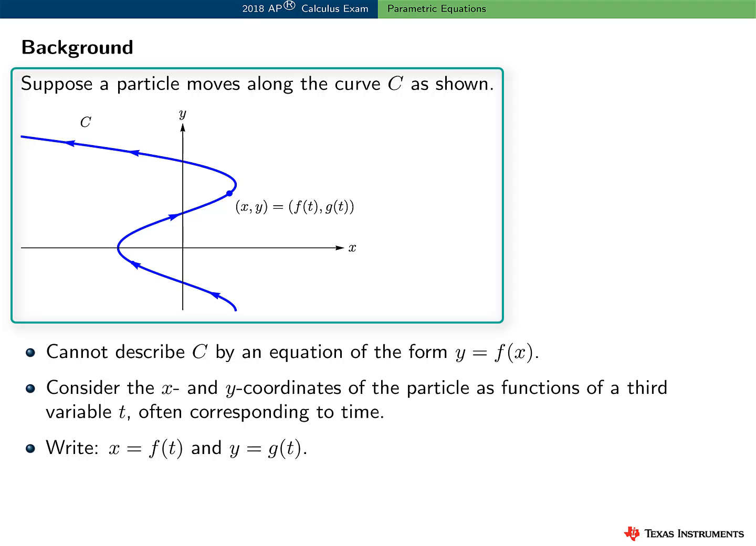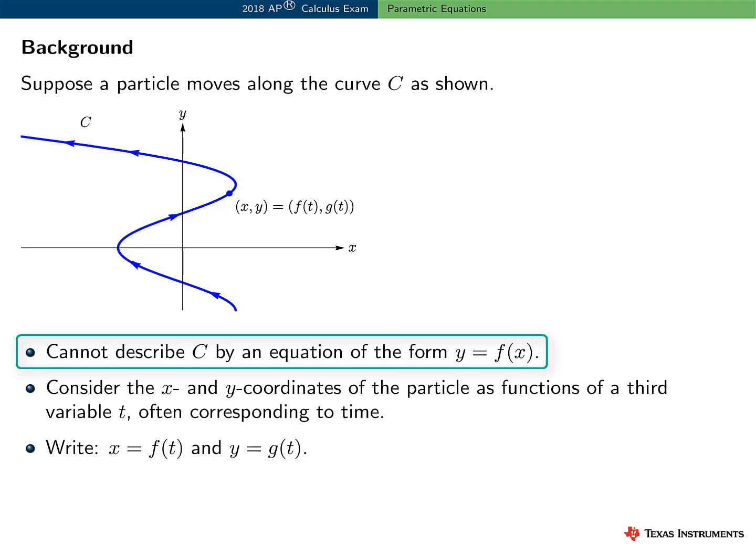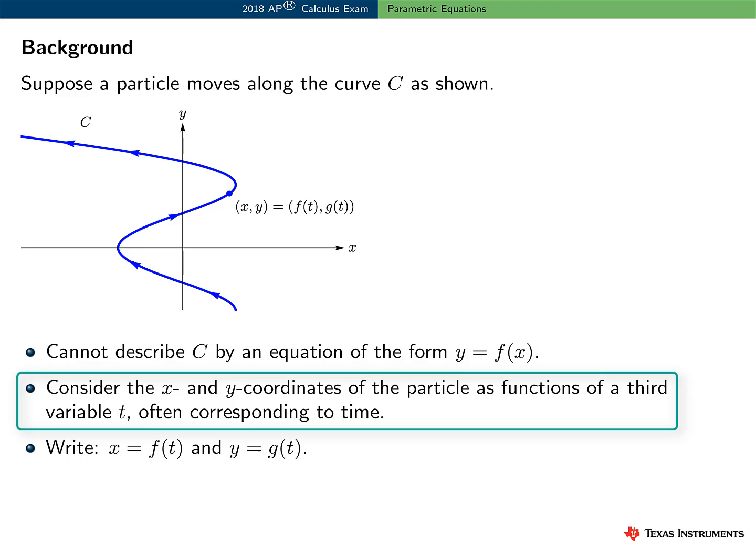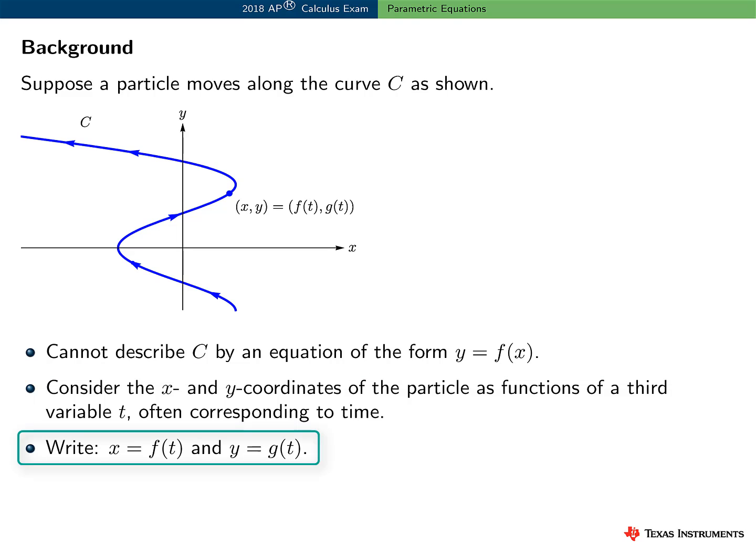Let's suppose a particle moves along the curve C, as shown in this figure. Now, we can't describe the curve C by an equation of the form y equal f of x, because the curve C fails the vertical line test. But we can think of the x and y coordinates of the particle as functions of a third variable t, often corresponding to time. Therefore, we can write x equal f of t and y equal g of t. And this pair of equations is often a very convenient way to describe a curve. And it suggests the following definition.